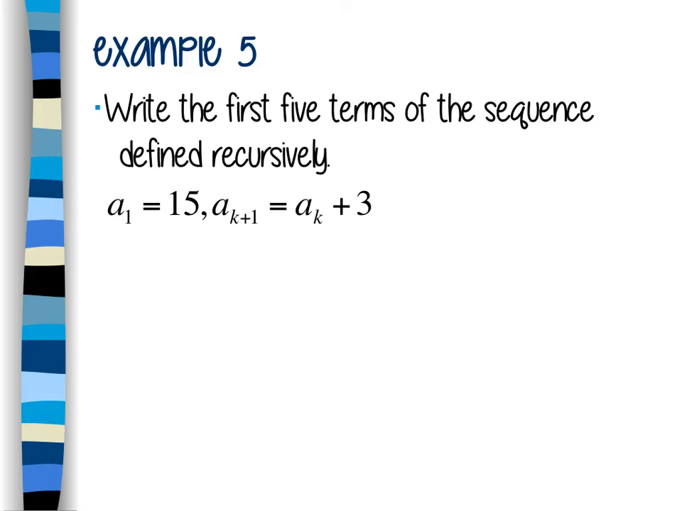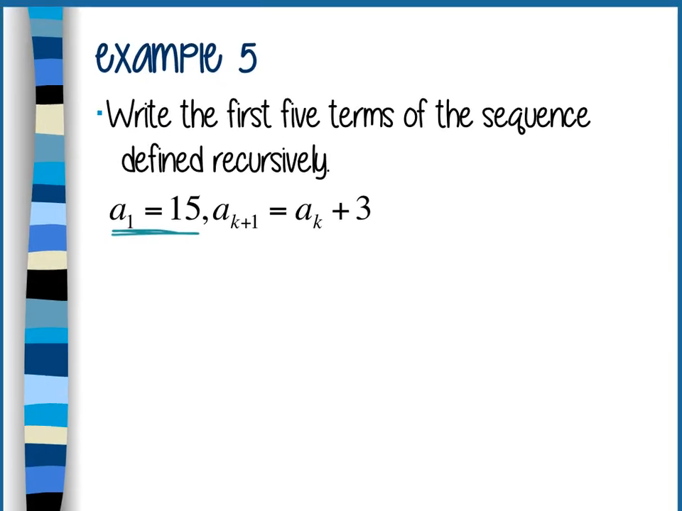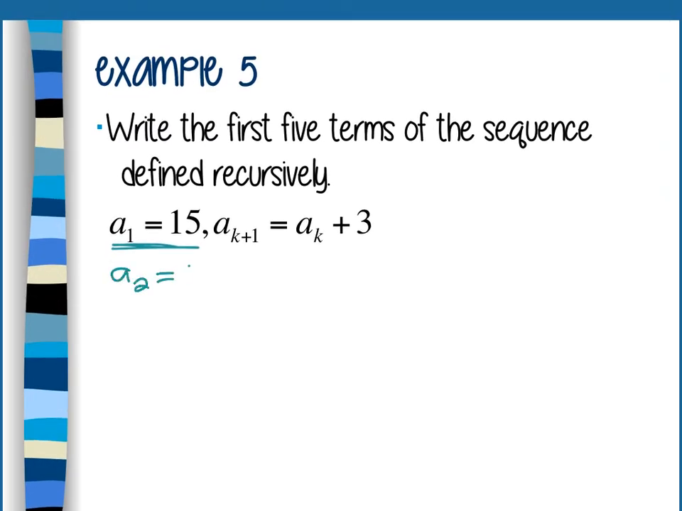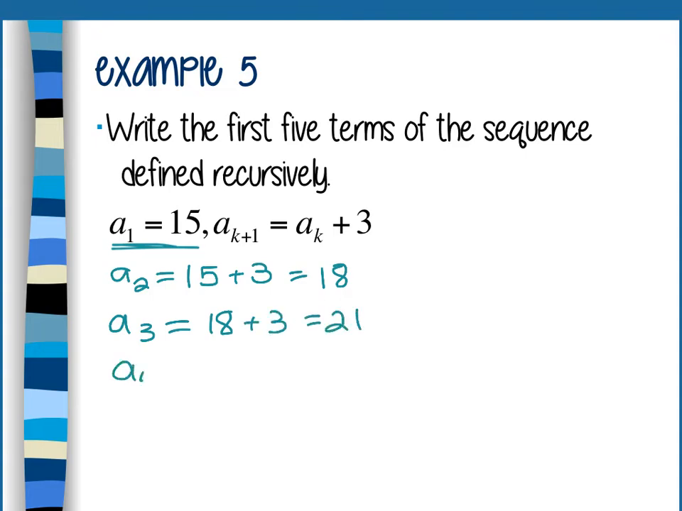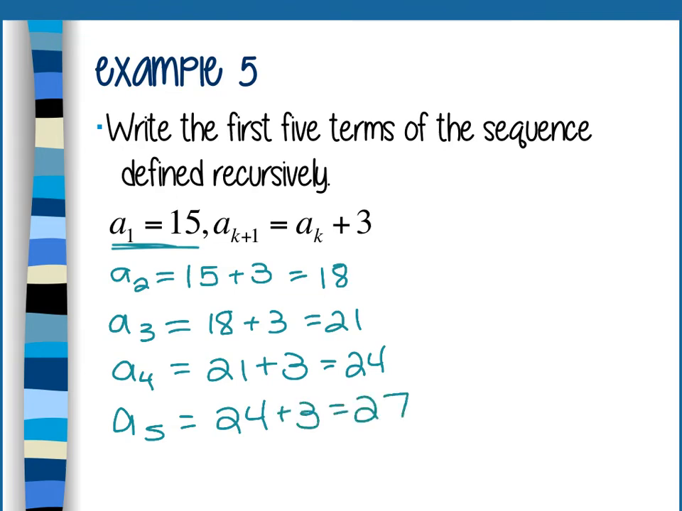So it would look like this. Write the first 5 terms of the sequence defined recursively. So here's the first one, and then every one after that is going to be the one that comes before it, plus 3. So A sub 2 is going to be 15 plus 3, which is 18. A sub 3 is going to be 18 plus 3, which is 21. A sub 4 is going to be 21 plus 3, which is 24. And the 5th term, A sub 5, would be 24 plus 3, which is 27.